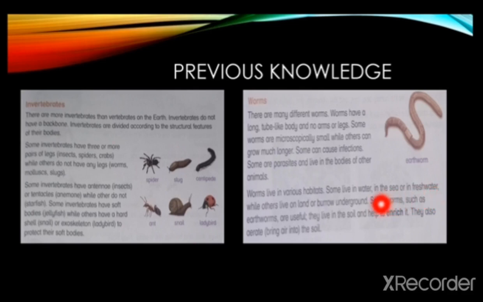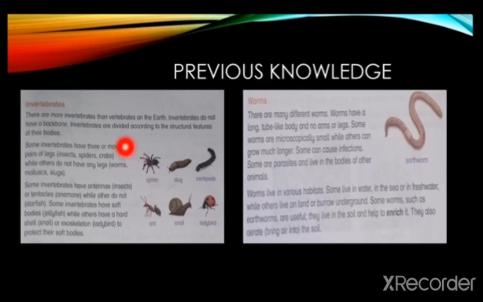We learned that some worms are useful for us. They live in the soil and help to enrich it. Enrich it means to make the soil fertile. They also aerate the soil, which means they bring air into the soil.